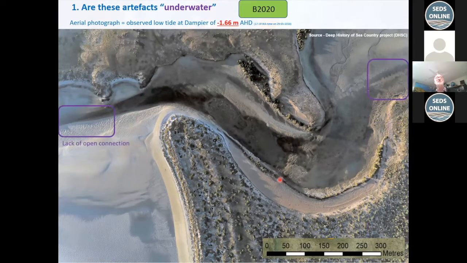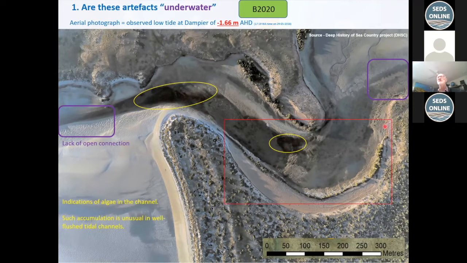A couple of things for you to realize. First of all, there's a big body of sand on the west and a big body of sand on the right, and a very shallow channel. In fact, there's a lack of open connection to the sea. There are also indications of algae in the channel, which you would not tend to get if a channel was well flushed by the tides on a daily basis.